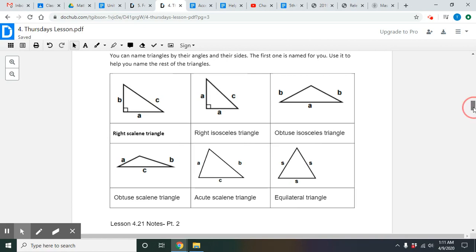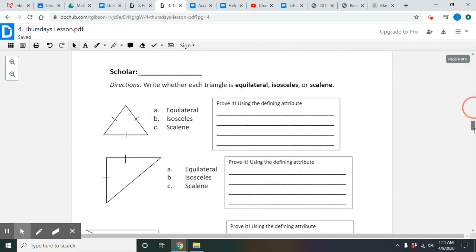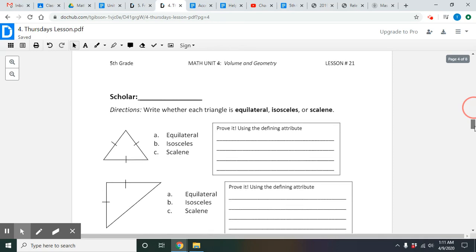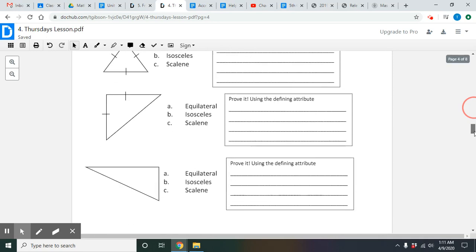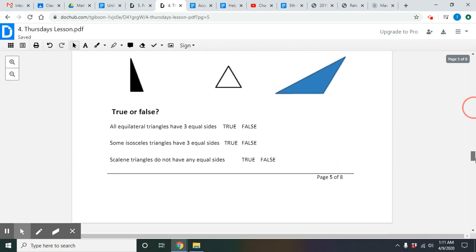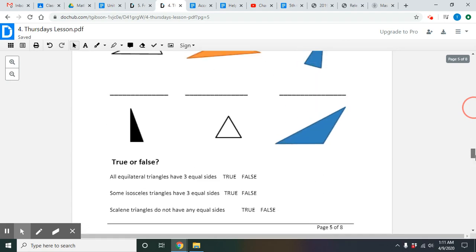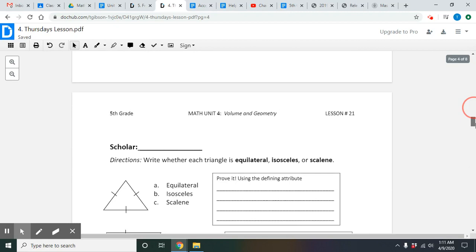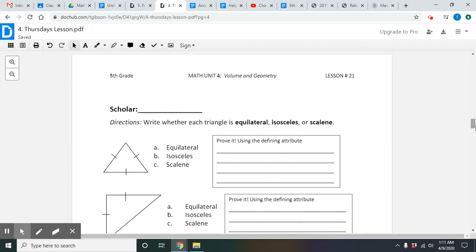All right, now we're going to scroll down and you guys are going to get into the practice problems. So it's this page followed by this page, and it ends with the true and false. And then after that, you're going to stop. Before you're done, make sure you are checking all of your work. You need to follow every single direction. You're going to write whether each triangle is equilateral, isosceles, or scalene.